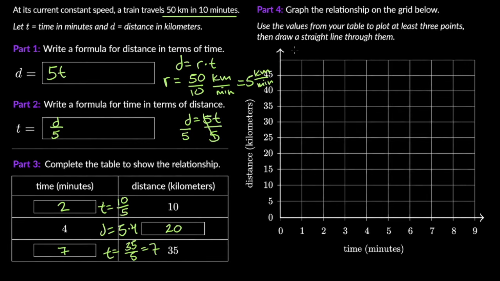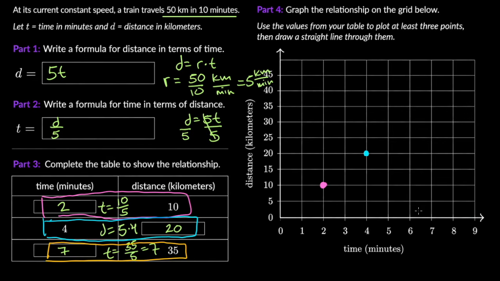Now they want us to plot these 3 points and draw a straight line through them. I'm going to use some colors here. That's always fun. The first one, time 2 minutes, distance 10 kilometers. That's that point right over there. The next one, time is 4 minutes, distance is 20 kilometers. That point right over there. And then last but not least, we have time at 7 minutes and distance at 35 kilometers.